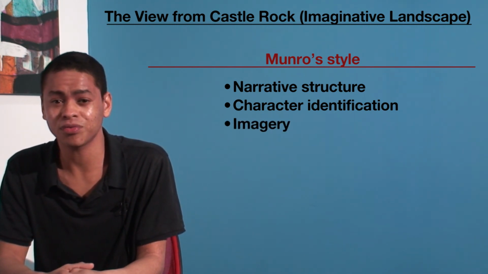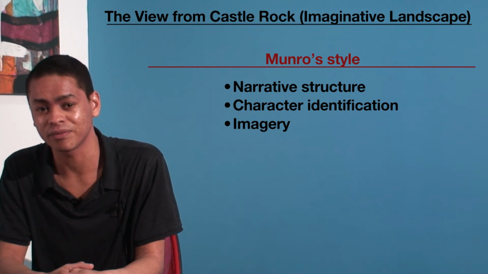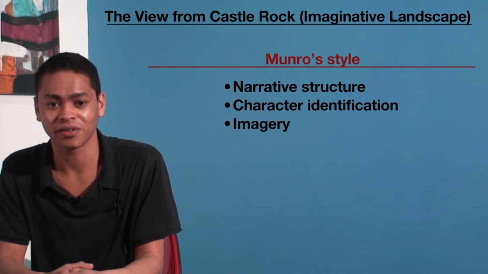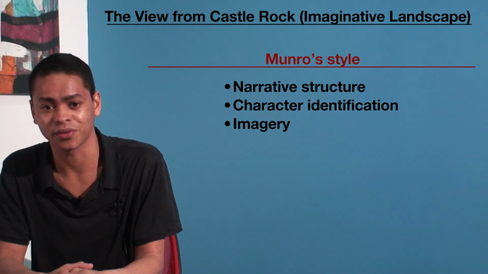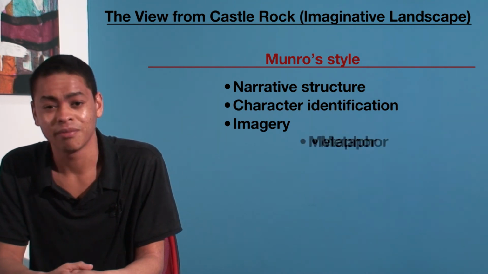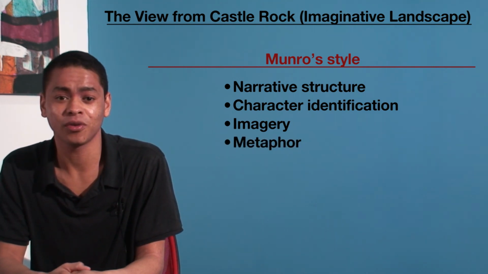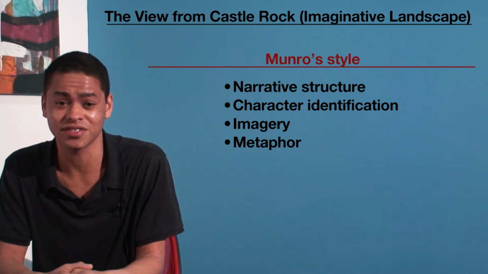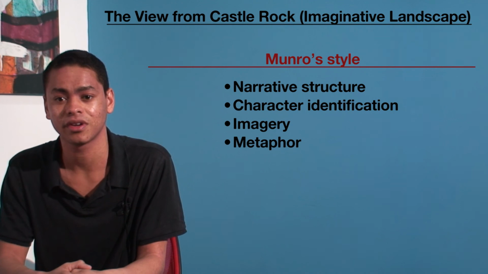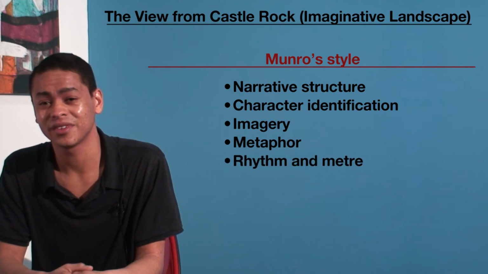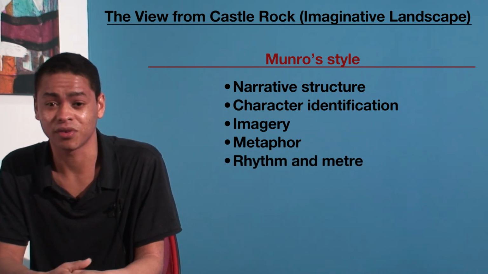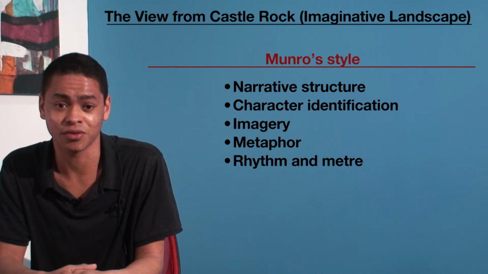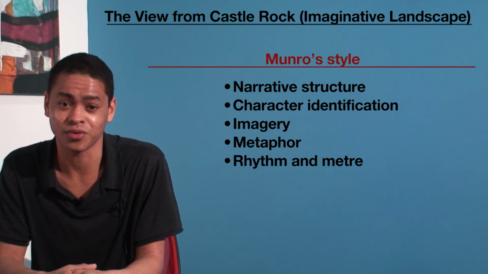Imagery. Munro's writing is littered with vivid imagery, whether physical or metaphorical, that allows for the reader to visualize the world being described or imagined. Metaphor. The landscape often forms a metaphor for something else in the stories, or a symbol of the physical world that is used to represent something else. Rhythm and meter. Often, Munro's prose can reflect the mood of the scene she's depicting through measured rhythm, often created through repetition.